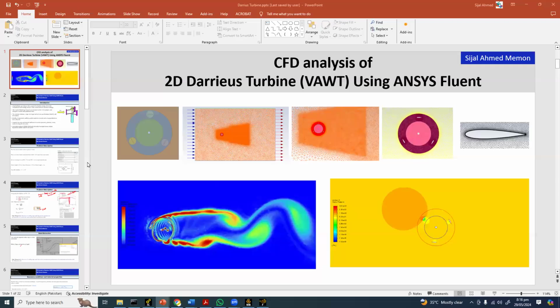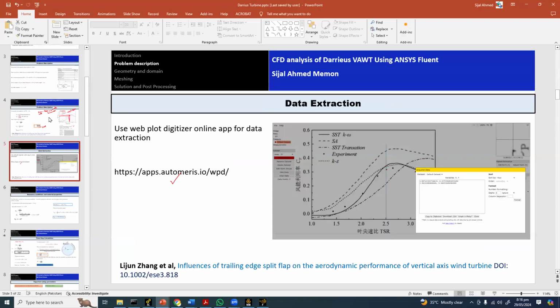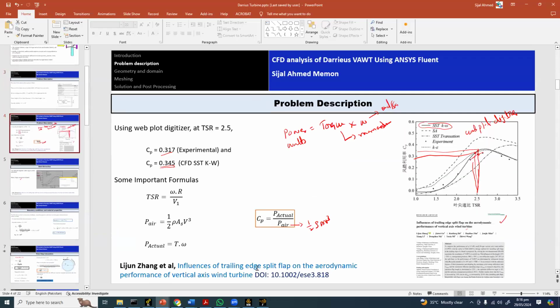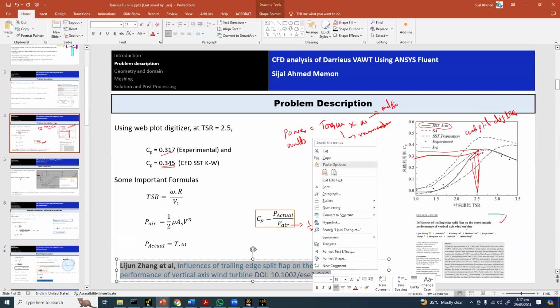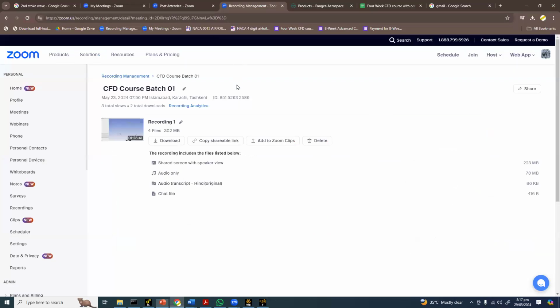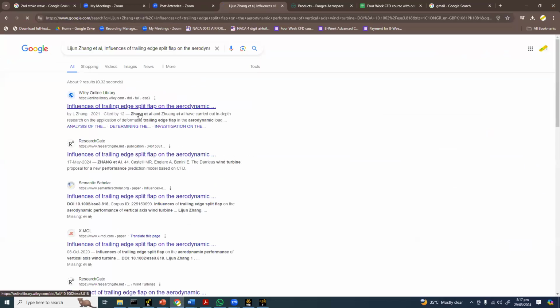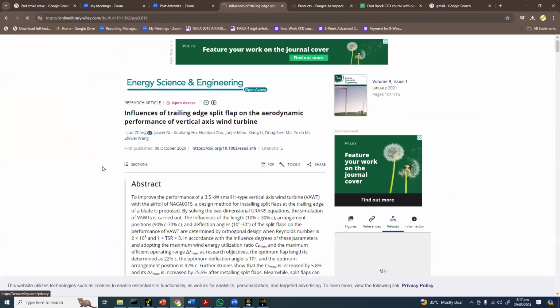Okay, so here the data is selected based on what condition. I'm referring to this paper. The reference is over here. You can copy this reference from here and type it in Google. So this is the paper I'm referring to. This one was published in 2020.